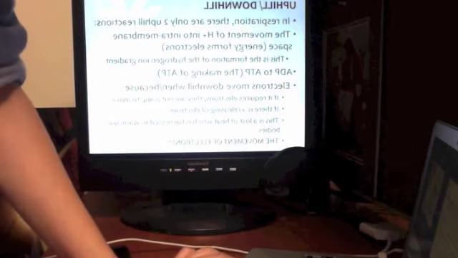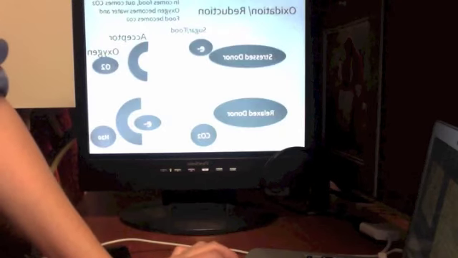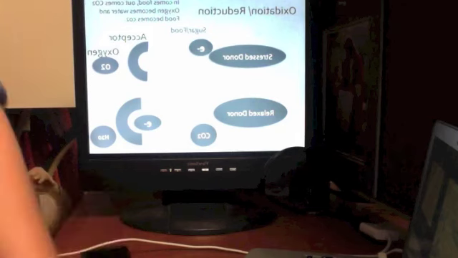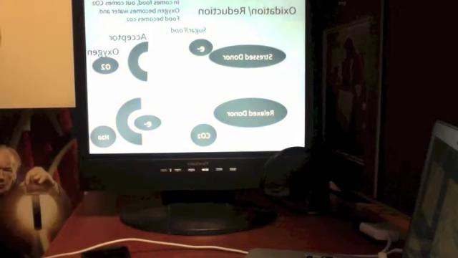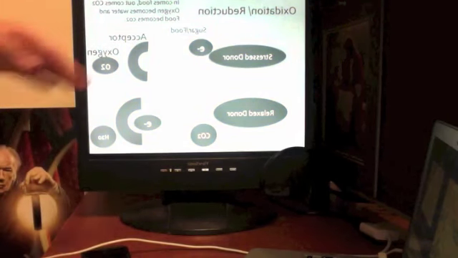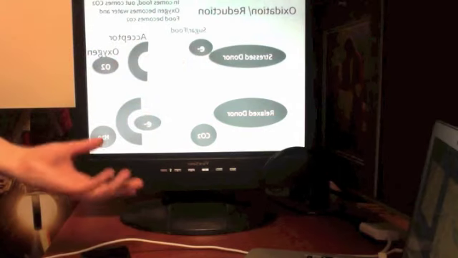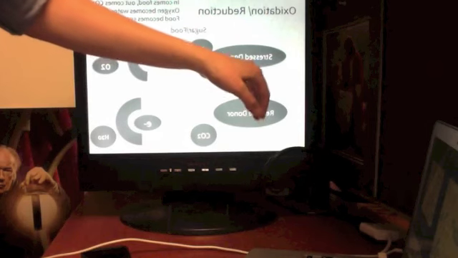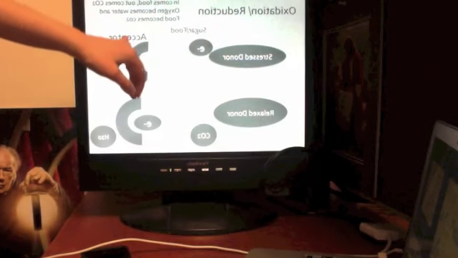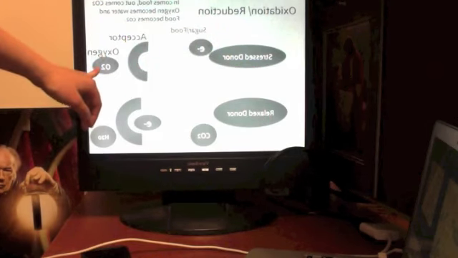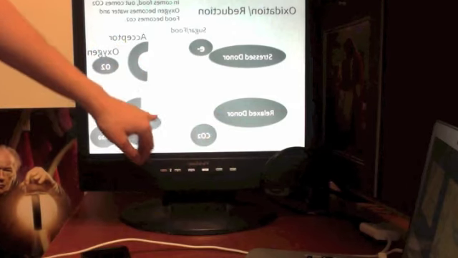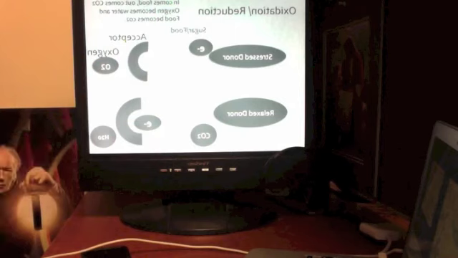Okay, so let's move on. Oxidation reduction. Here is an example that we went over in class and that I really liked. Here is the stressed donor, electron, the acceptor, oxygen, O2, the relaxed donor, CO2, electron, the acceptor, and H2O.